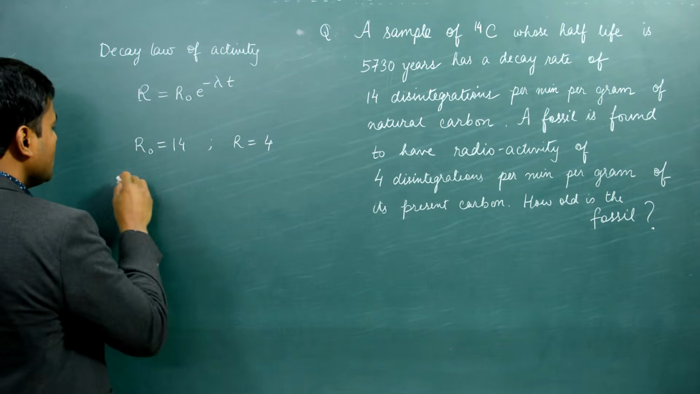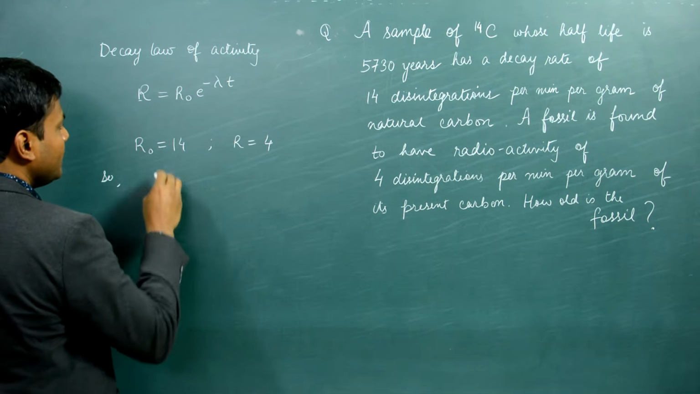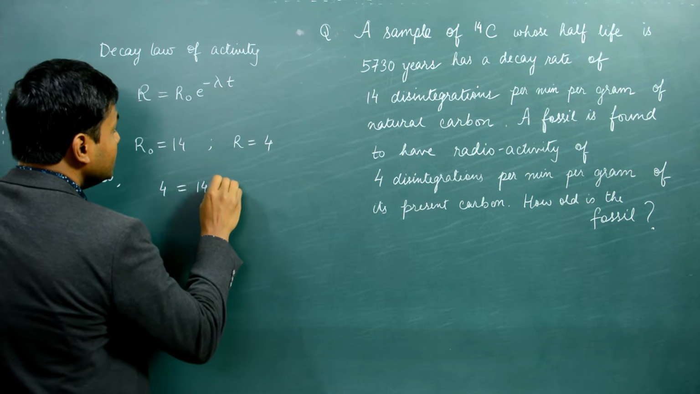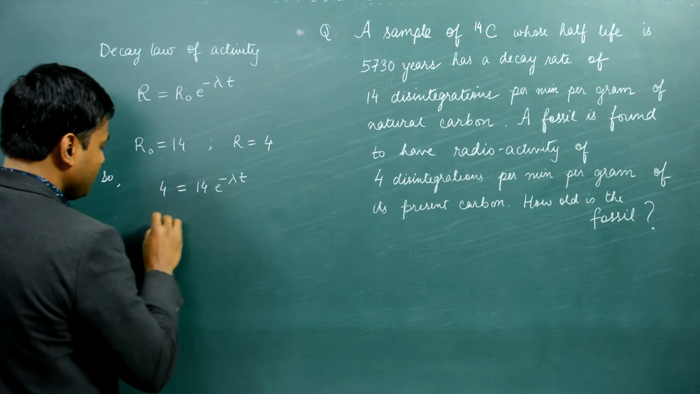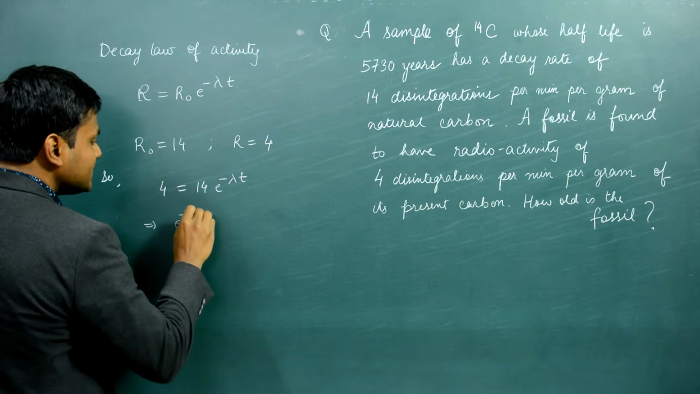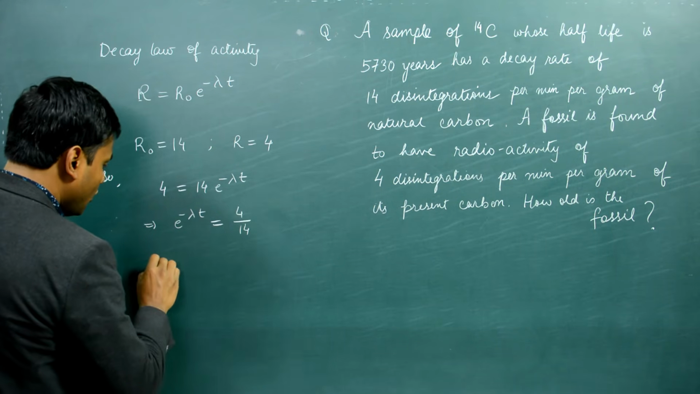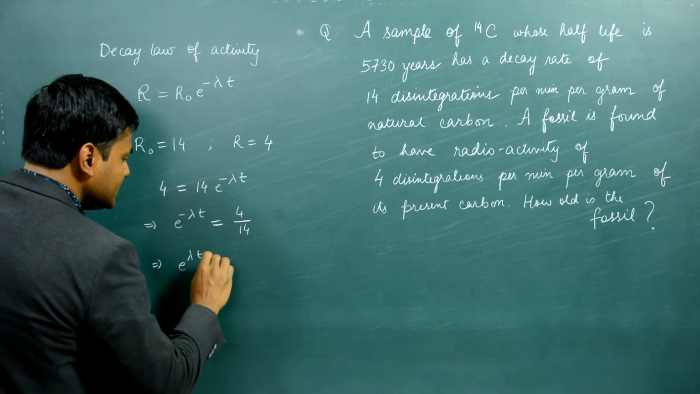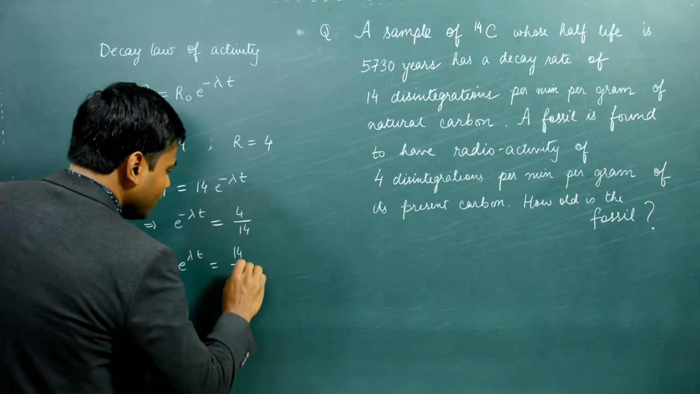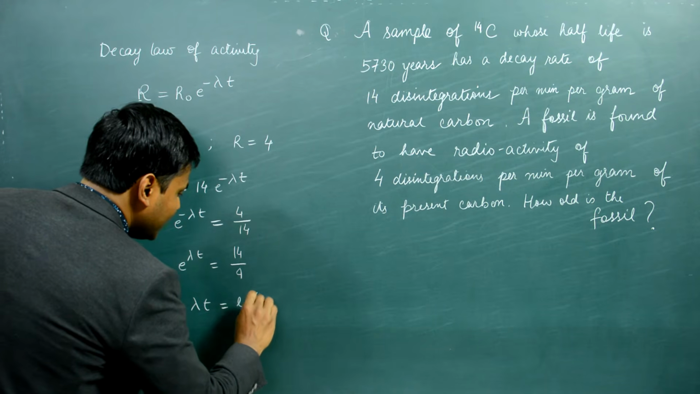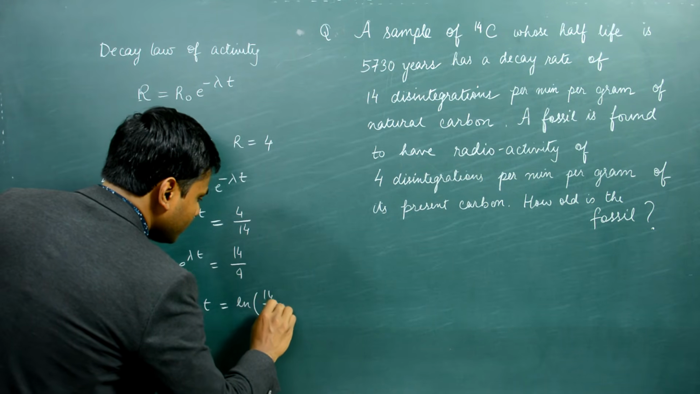What is the time period? If I put in the values, I end up getting R is equal to 4 and R naught is equal to 14, so 4 equals 14 e to the power minus lambda t, or e to the power minus lambda t is equal to 4 upon 14, or e to the power lambda t is equal to 14 upon 4, or lambda t is simply equal to ln 14 upon 4, right?